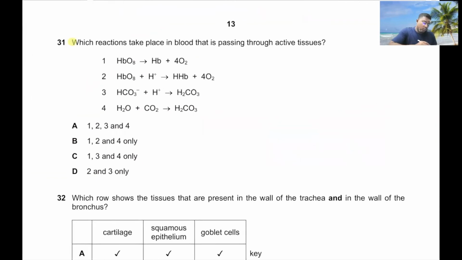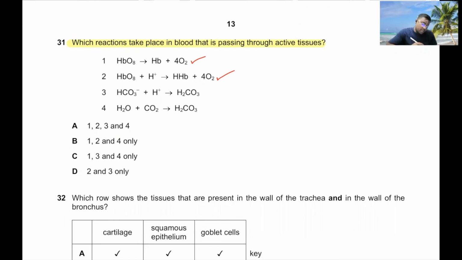Question number 31. Which reactions take place in blood that is passing through active tissue? Passing through active tissue, definitely hemoglobin will lose oxygen. So 1 is correct. When H+ ions from carbonic acid attach to the hemoglobin, oxyhemoglobin forms haemoglobinic acid and oxygen will be released. That is also correct. 1 and 2 are correct. If 1 and 2 are correct, then C and D options are gone.